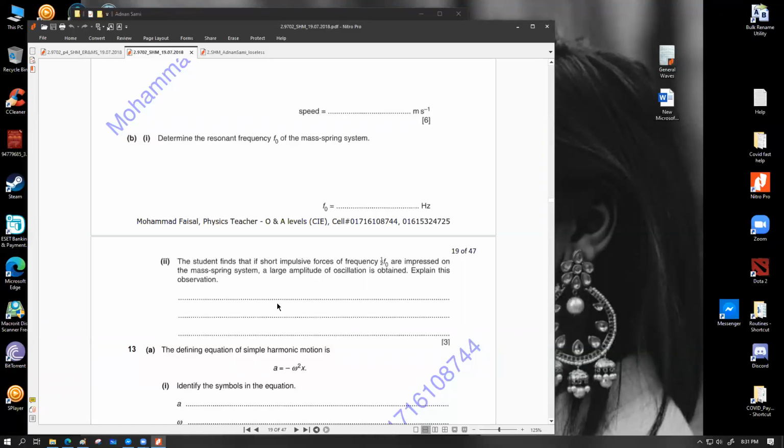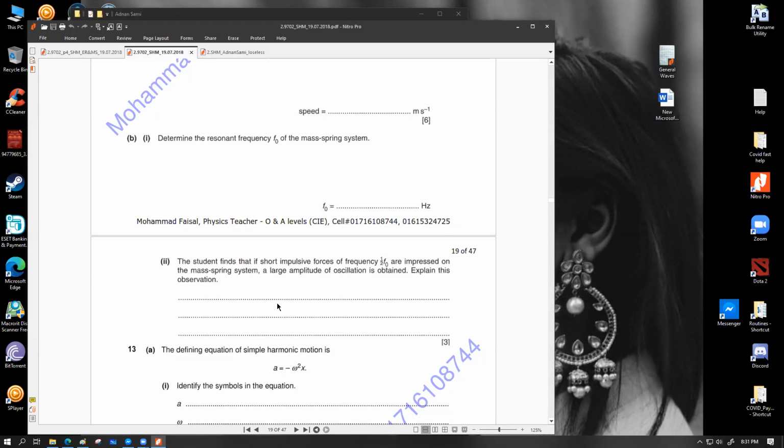Essentially, we call this resonance. That is the case when the external frequency, or what we call the driving frequency, is equal to the natural frequency of the oscillating system. What if we apply a frequency of force of 6 hertz? Then what's going to happen?